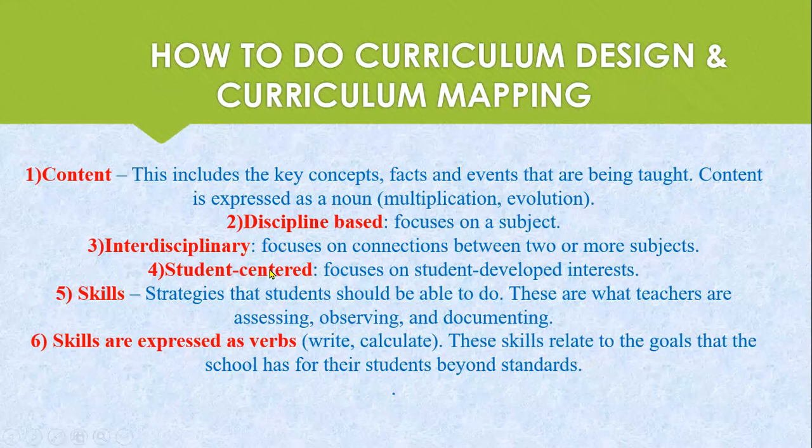Number four, student-centered. Student-centered focuses on student-developed interest, that is, how they are able to receive that content or that curriculum. Number five, skills, which focuses on strategies that students should be able to do. These are what teachers are assessing, observing, and documenting. Number six, skills are expressed as verbs. So these skills relate to the goals that the school has for their students beyond standards. So these are the skills which are write and calculate.